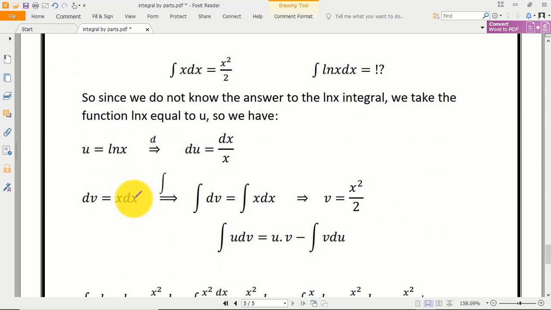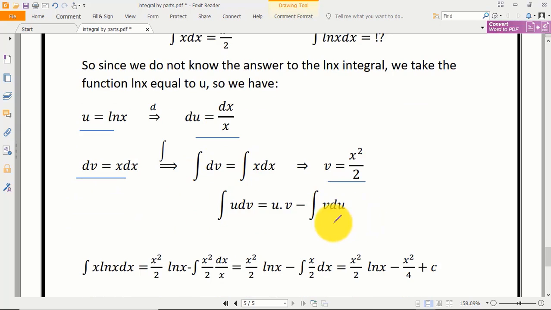Then we evaluate du, which would be dx over x. Well, I find v by evaluating the integral of x dx. It is equal to x squared over 2. Alright, I got u, du, dv, and v.